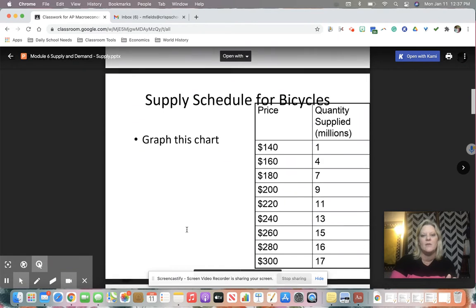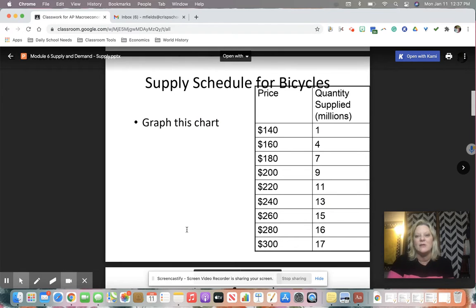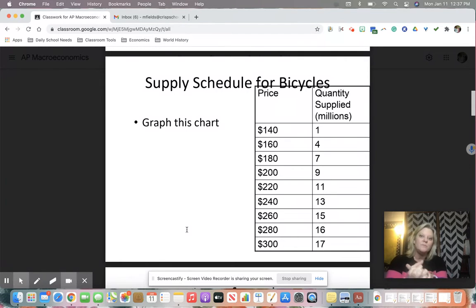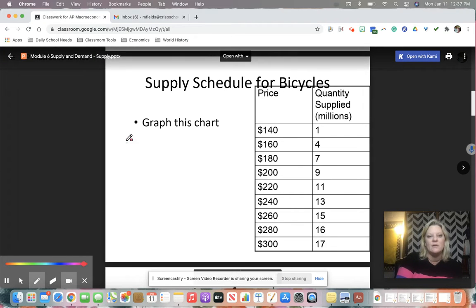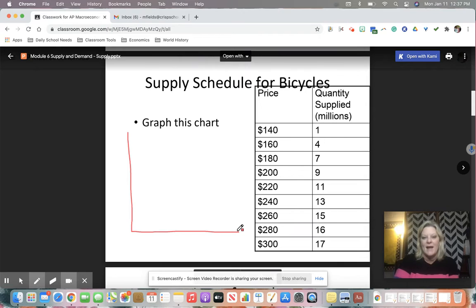Okay, so here we have a supply schedule for bicycles. I want you to take this time to graph the chart. We want to make sure we're graphing correctly and accurately. So you will use your graph paper and work in the first quadrant only. Those are your axes.